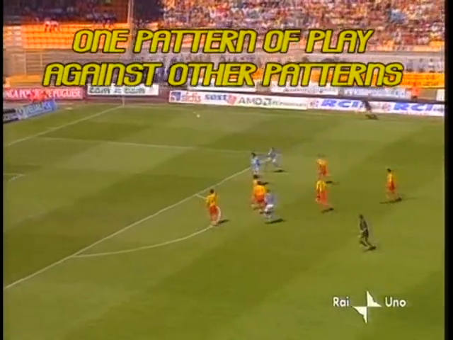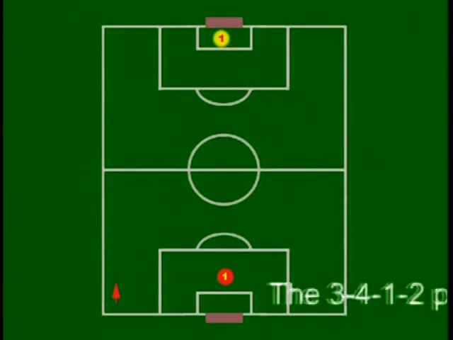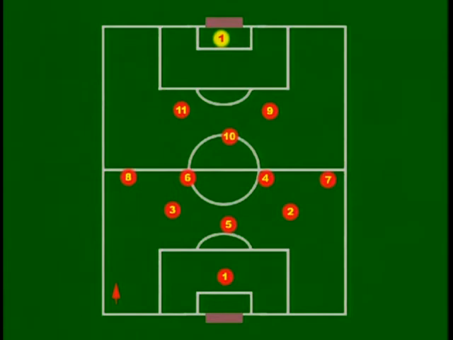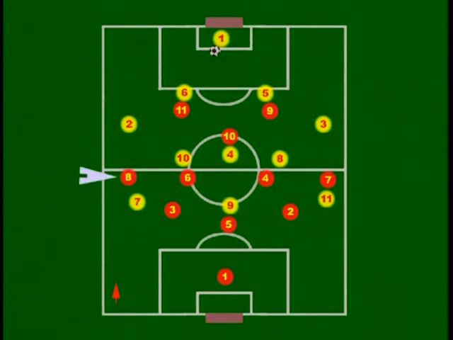One pattern of play against other patterns. The 3-4-1-2 pattern against other patterns of play. The 3-4-1-2 against the 4-3-3. To apply pressure in the opponent's defensive third of the field, it is not correct for the side midfielder to move forward and pressure the opposing side defender who has the ball. Because if the tactical situation changes, the side midfielder must cover a considerable area of the field to get back to his defensive line. Therefore, it is necessary to involve the forwards.